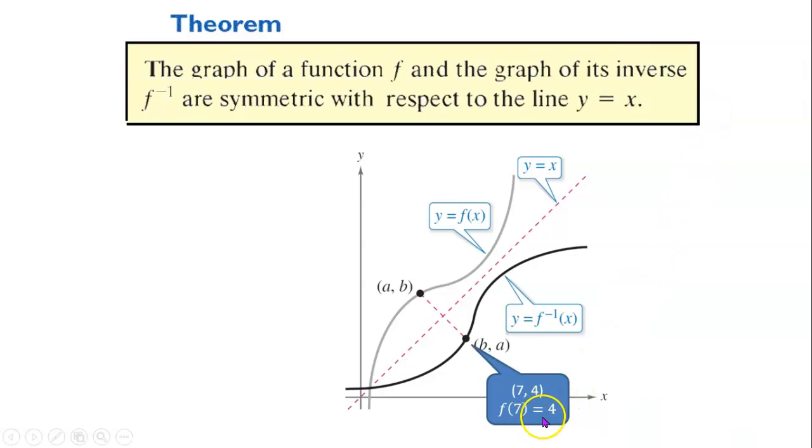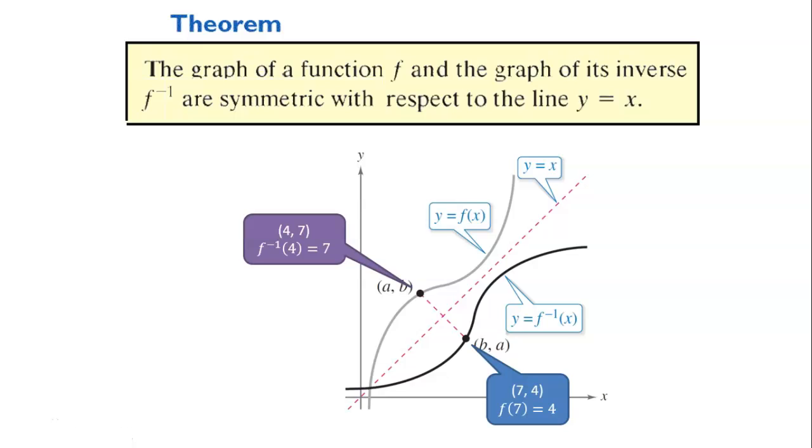So if one function had the point 7,4 on it, which would mean that f of 7 equals 4, then the inverse would have the point 4,7 on it, which means that f inverse of 4 equals 7. And just now I'm noticing that this doesn't match the way the picture is labeled. According to the labeling, this is f and this is f inverse, and I got it backwards. Whatever.